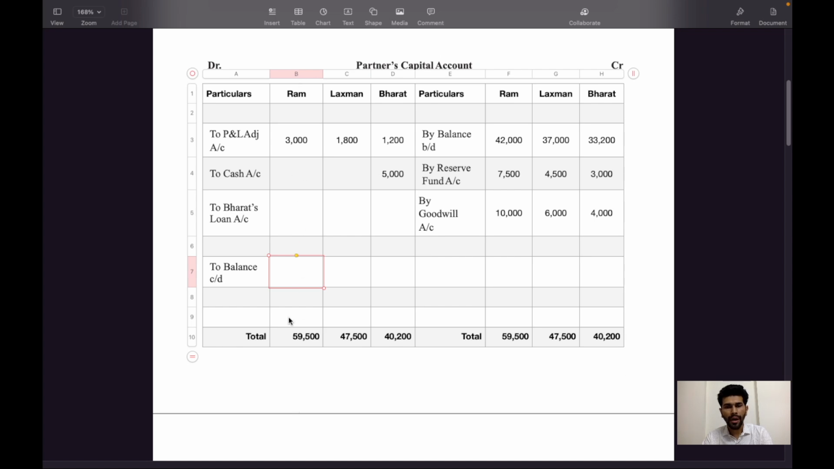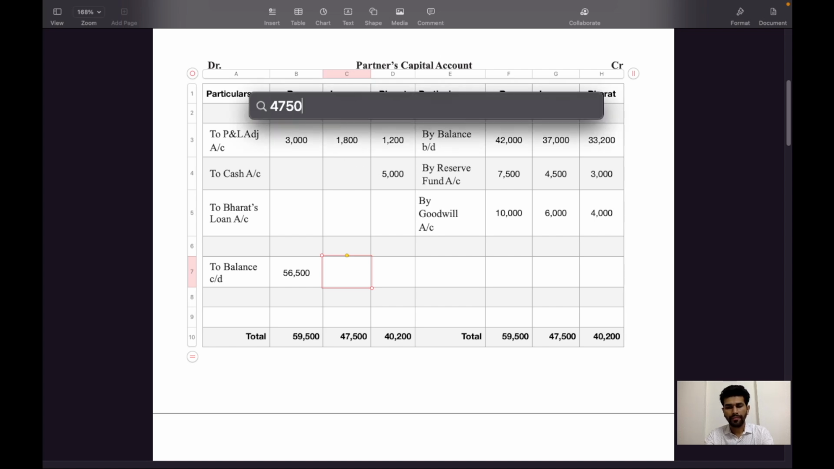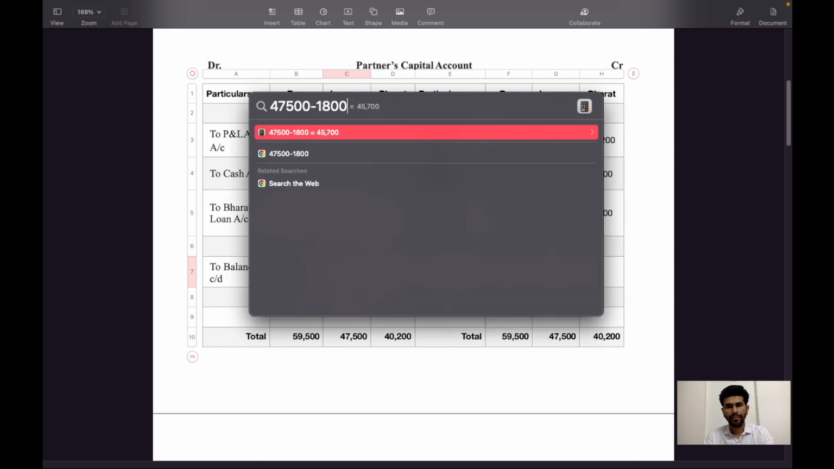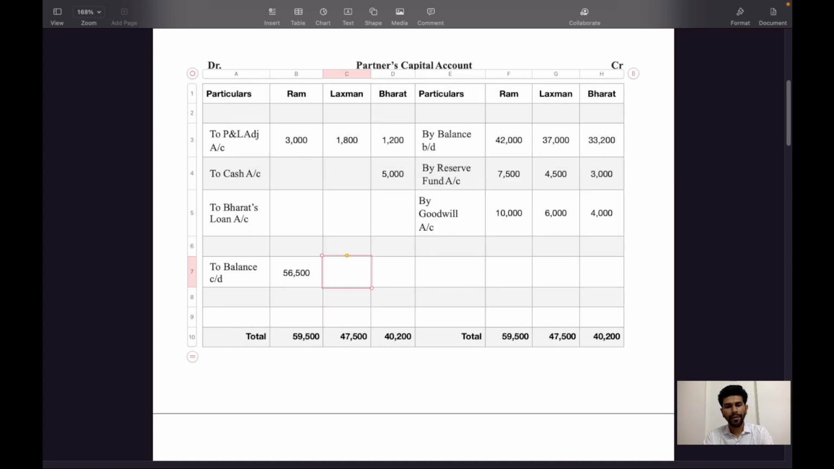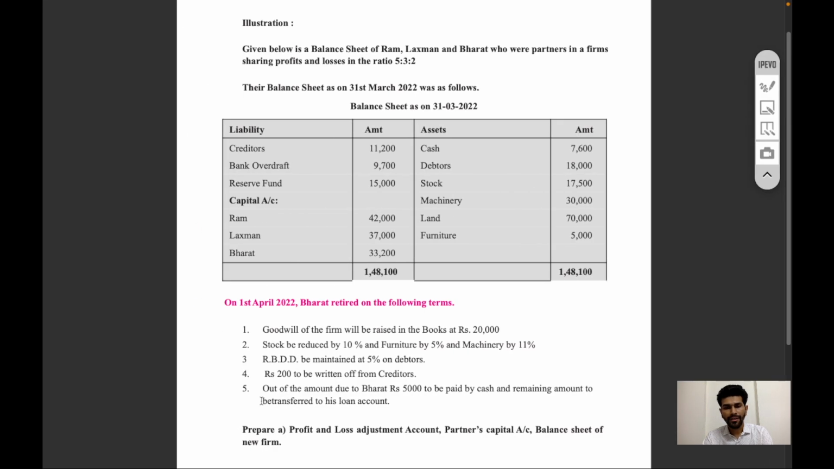Balancing figure of Mr. Ram: 59,500 minus 3,000 rupees, that is 56,500. Lakshman: 47,500 minus 1,800, that is 45,700. And the balancing figure of Mr. Bharat will be shifted to his loan account as given in adjustment number 5.